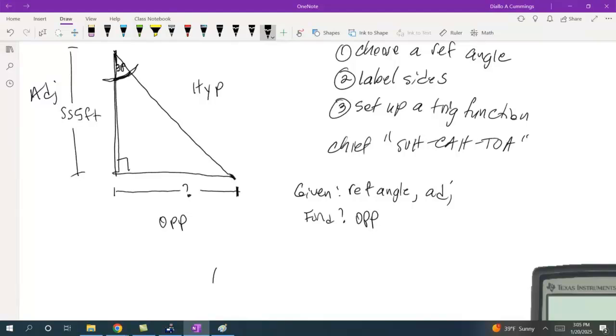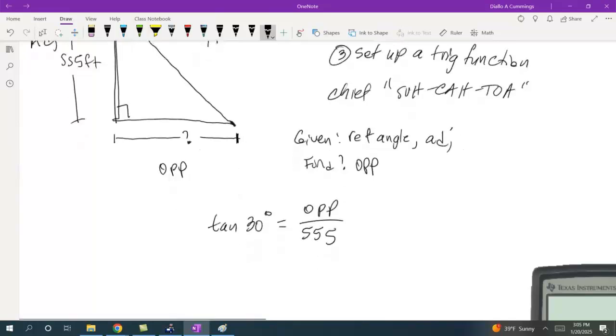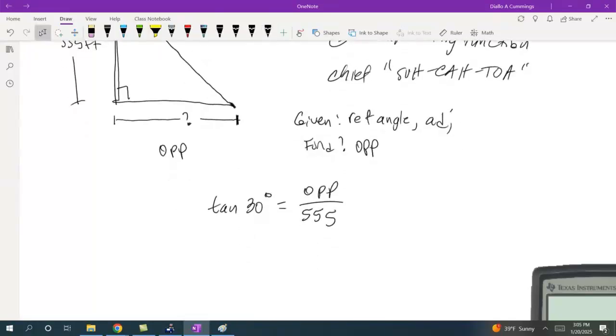So I'm going to write this out as the tangent of 30 degrees equals the opposite over the adjacent. And now I'm just going to solve it for the opposite side. So I'm going to multiply both sides by 555.